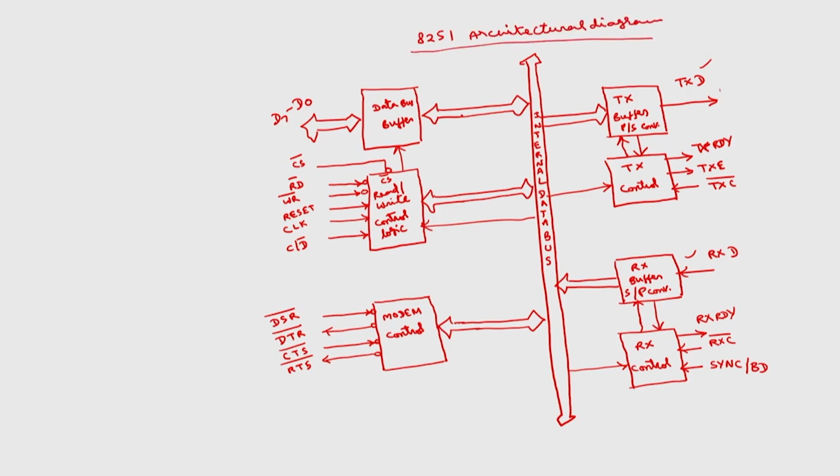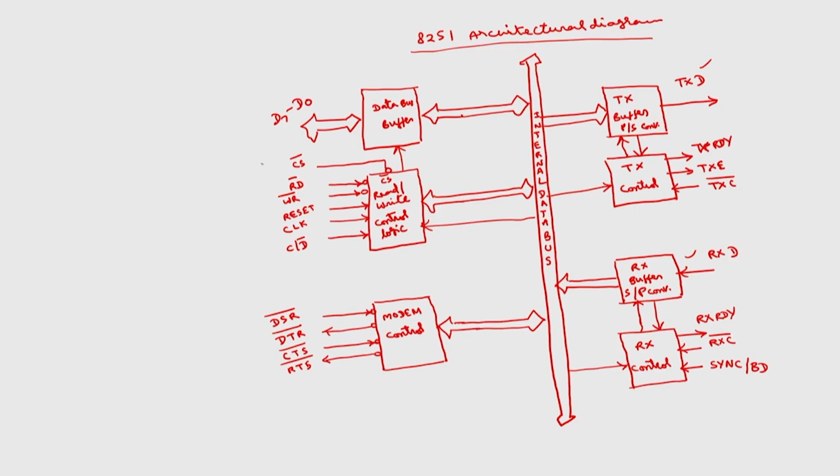So, total how many signals? These are 8 signals, 8, 16, 17, 18, 19, 20, 21, 22, 23, 24, 25, 26, and one ground and another is VCC. So, total 28 signals. Okay. Now, coming for the functions of each signal.